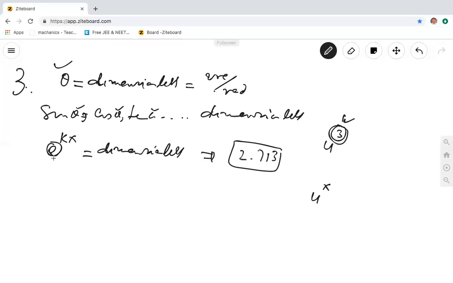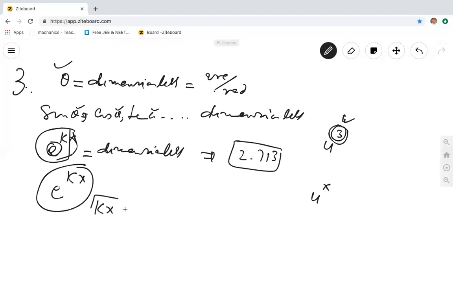So here e is dimensionless, and e raised to power kx is totally dimensionless. The power kx is also dimensionless. This is very important. Is x dimensionless? No. Is k dimensionless? No. This power as a whole is dimensionless. Please don't forget that.